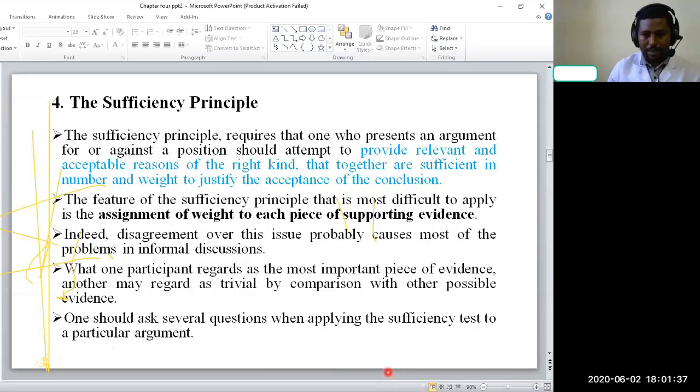If we do that, the disagreement in a discussion will be resolved and it will become very effective as an intellectual. So when you encounter such a problem, what you have to do as an intellectual is ask or raise several questions. Then it will become clear. The principle of sufficiency.